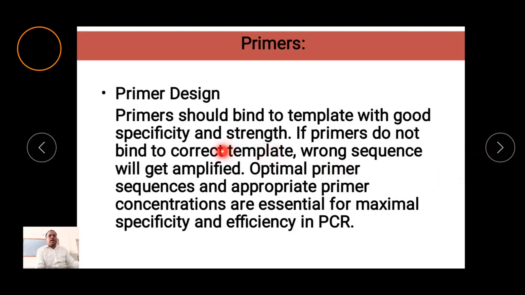For primer design, it should bind to the template with good specificity and strength, meaning the primer should have an optimum length. It should have an optimum ratio of guanine and cytosine to adenine and thymine, and if it does not bind correctly to the template, then the wrong sequence gets amplified. Therefore, the primer's optimal concentration, optimal sequence ratio and other things are very important in PCR.